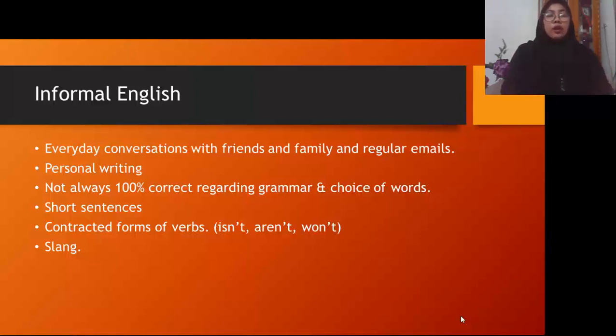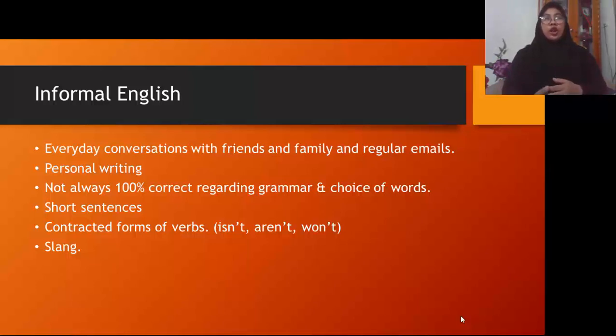In the informal language, the grammar is not always 100% correct. If someone understands your language, that's okay. You do not need the correct grammar. For example, you don't need to worry about the subject, the verb, the object. The listener can know what you mean, so you can use your language. And of course, informal language uses short sentences, not like formal language.